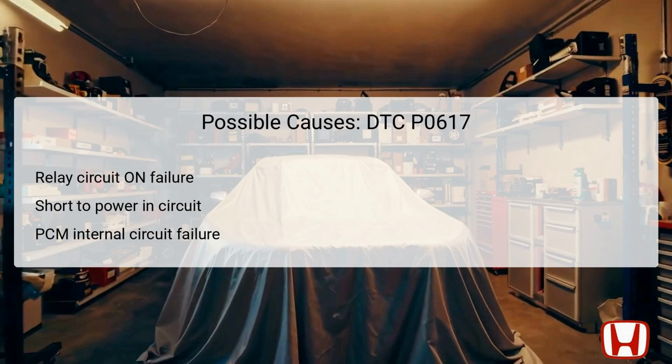Another critical point to consider is if the starter cut relay line, STRLY 1 to 2, is shorted to power. This fault could lead to abnormal voltage readings, setting off the DTC. Lastly, possible internal circuit issues within the PCM itself could result in incorrect readings or malfunctioning commands to the relays. Each potential cause needs careful testing to identify the underlying problem accurately.